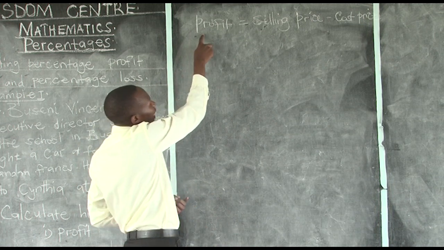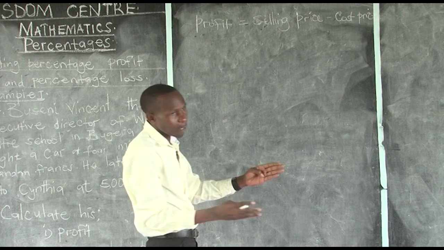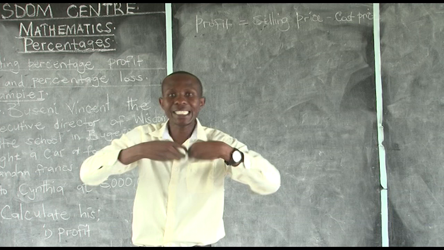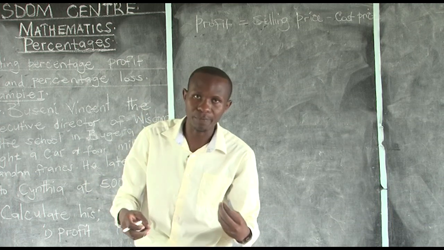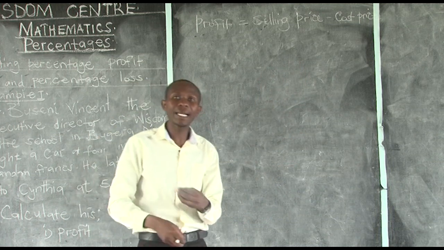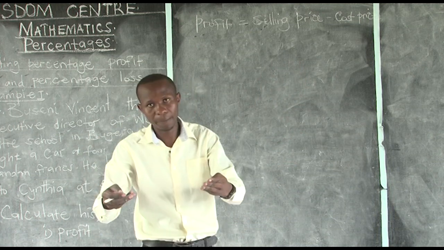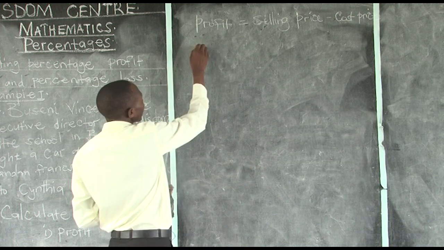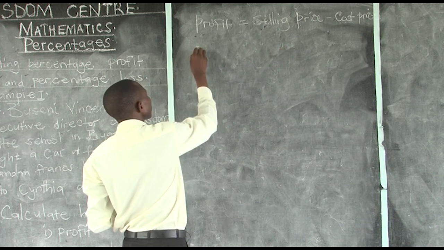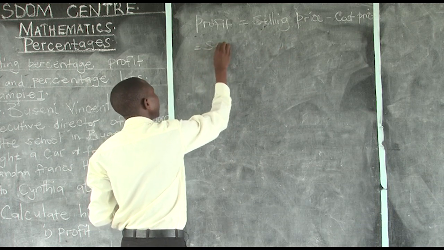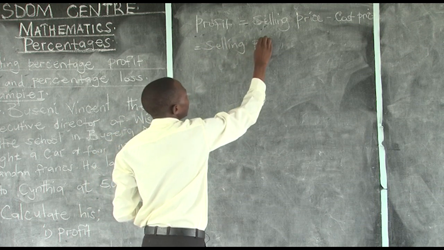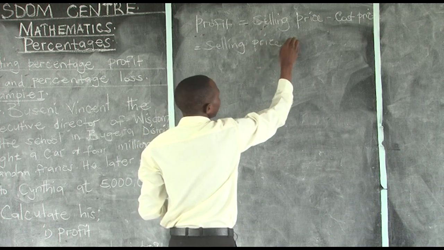We know very well to find profit, we are supposed to get the selling price, the amount that somebody gets after selling something or selling the item. That is what we are calling selling price. Then the cost price, the money somebody spends on buying something. So let's come here. We shall first of all identify how much was his selling price. We don't know. So we shall say, selling price.